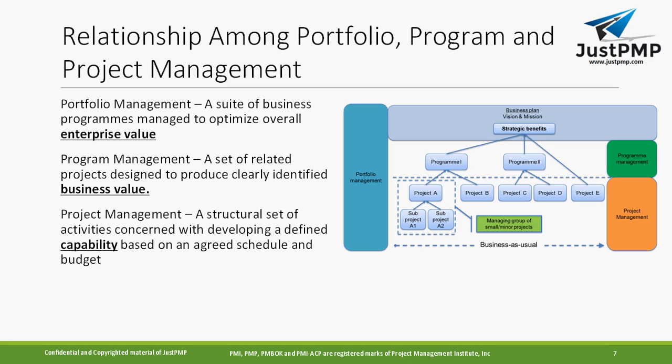Relationship among the portfolio, program and project management. If you see this diagram, this is the business value, the strategic benefit, then you have program 1, program 2, and this is a portfolio. You have projects under program 1. You can have multiple projects, like project A, project B. In program 2 you can have multiple projects like project C, project D and project E. So this part comes under the project management, managing a group of similar projects.